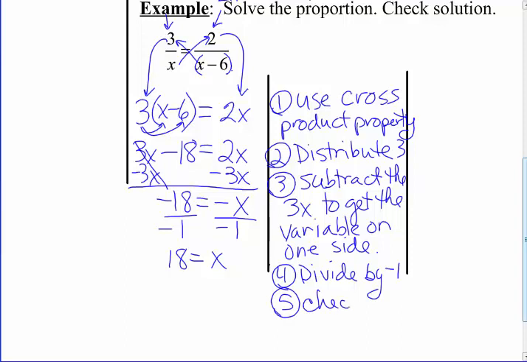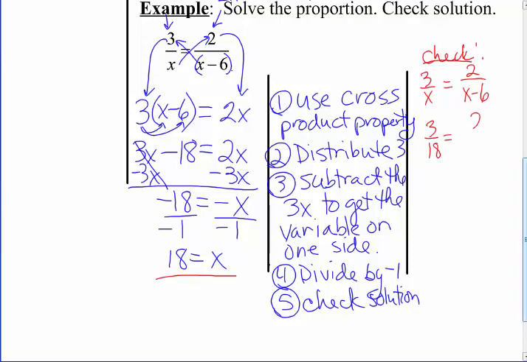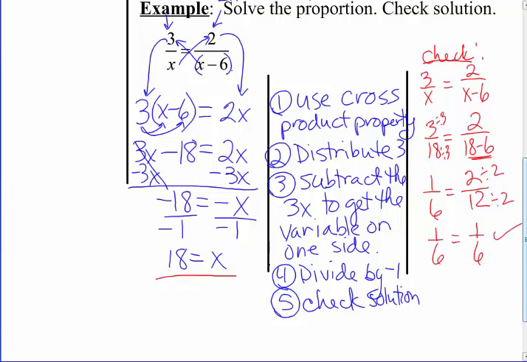So let's go ahead and check our solution. You start with the original equation. Plug in the proposed answer. So 3 over 18 equals 2 over 18 minus 6. Simplify each side separately. So 3 over 18, if I divide by 3, I get 1/6. On the right-hand side, 2 over, I have to subtract the 18 minus 6, so that gives me 12. Divide by 2, so 1/6 equals 1/6, and it did work. So 18 is my solution.